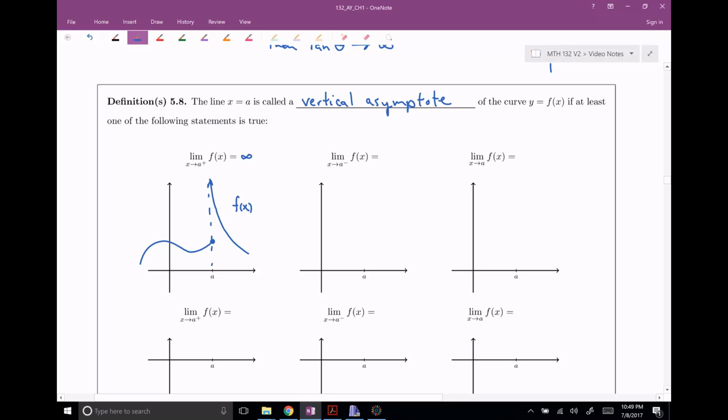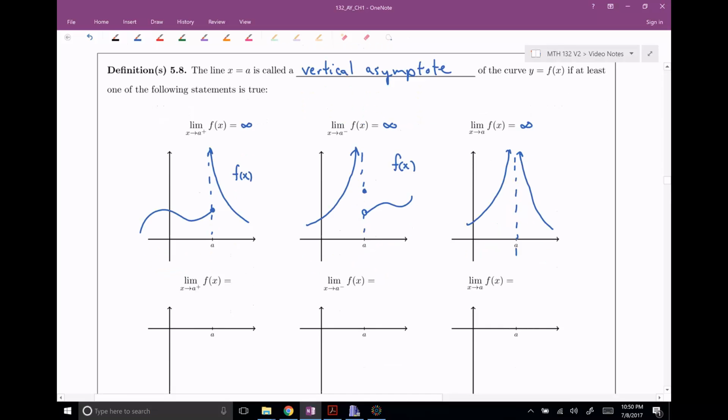However, it could also be that as you approach from the left, it's equal to positive infinity. So maybe I'm going to draw a different function this time, something like this. But then as we approach from the left, our function goes off towards positive infinity. So here would be a case of that. Or better yet, maybe the two-sided limit, right? So in both cases, they both approach positive infinity, from the left and from the right. If any of these are true, then we say the function has a vertical asymptote at a.